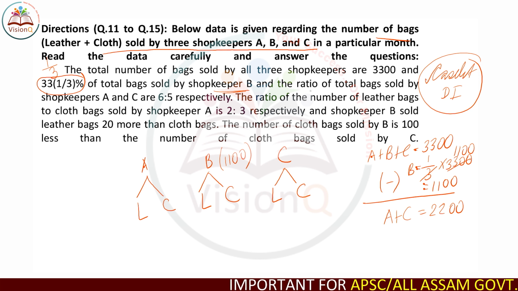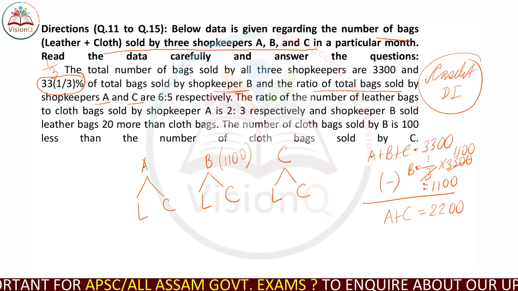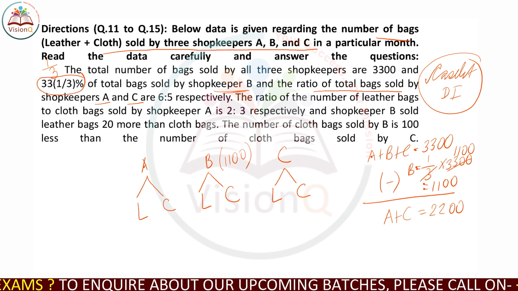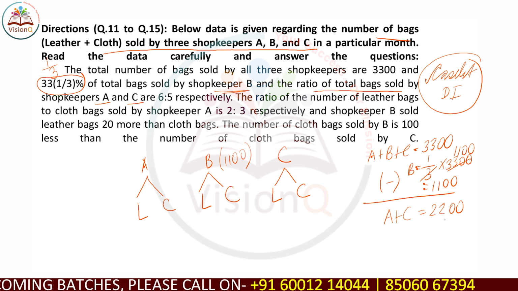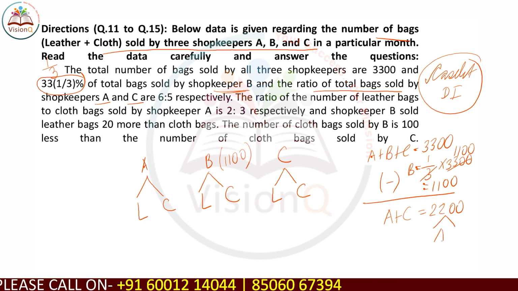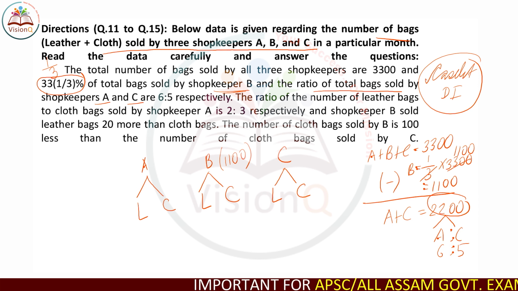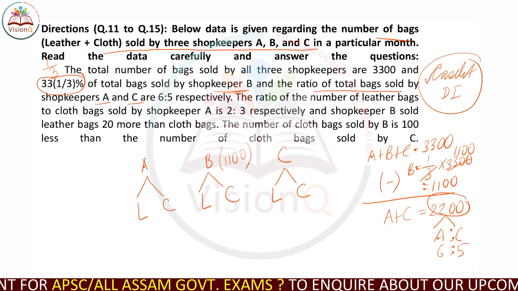Next part says that the ratio of total bags sold by A and C is 6:5. Now we know the total of A plus C is 2200. So divide this in the ratio 6:5 between A and C. 6 plus 5 is 11. Now in the question 11 will represent 2200. If 11 represents 2200, 1 represents 200.